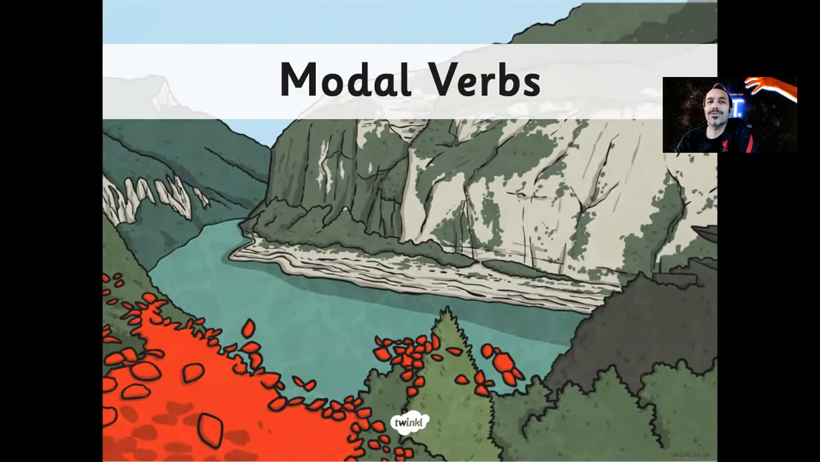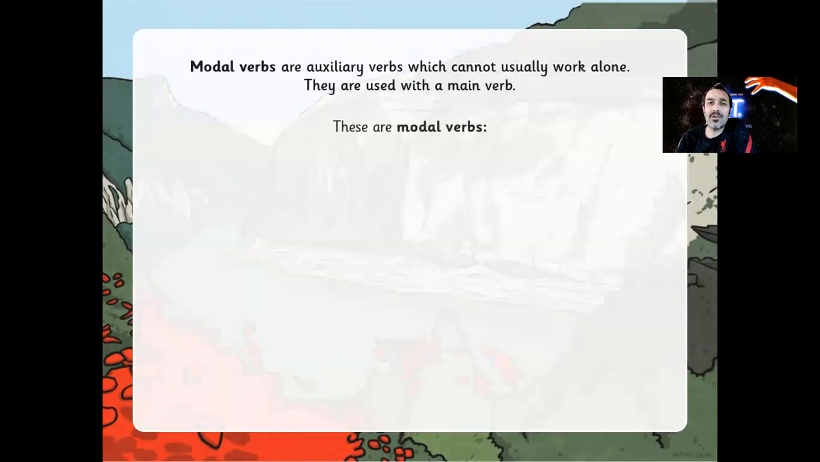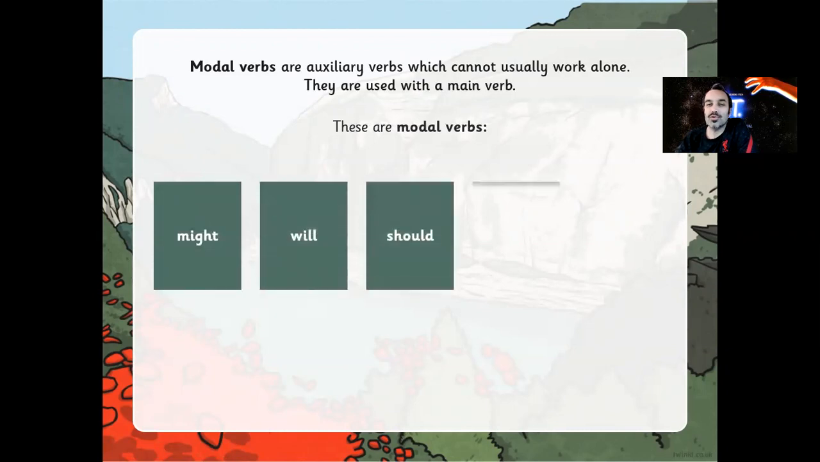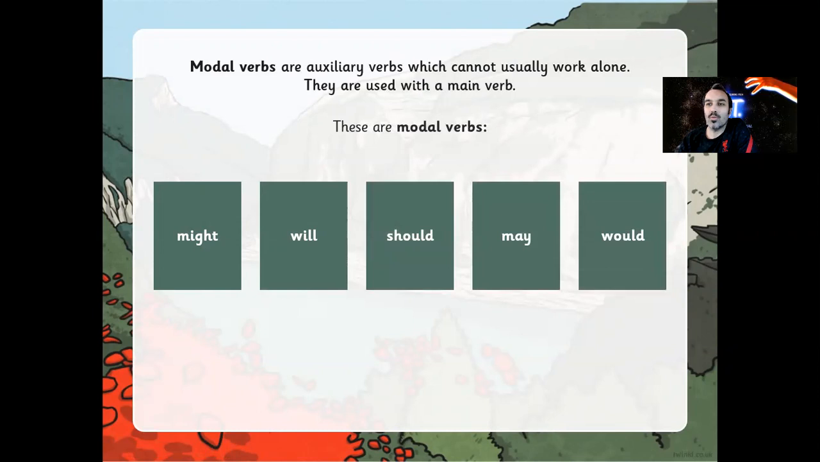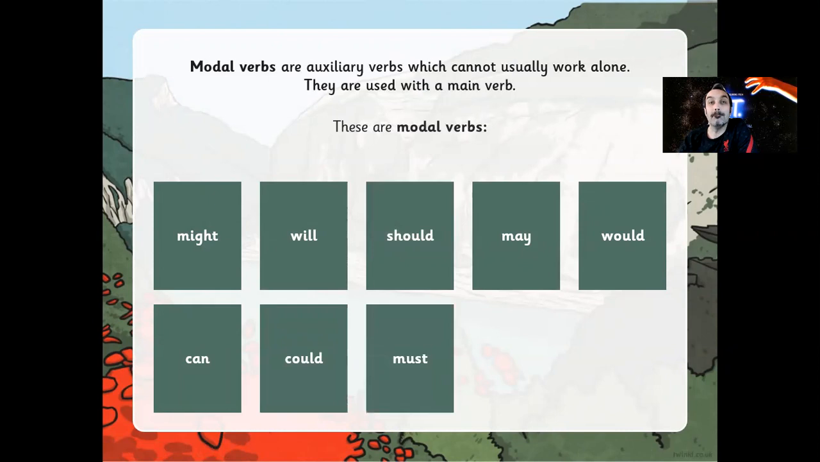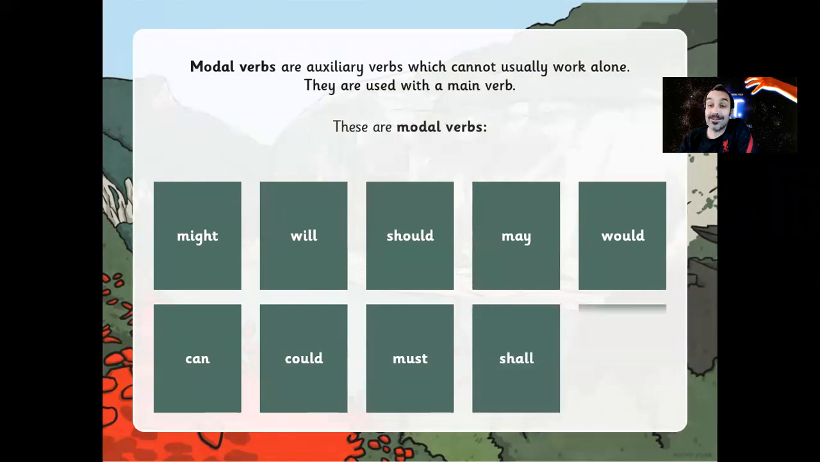Do you know what a modal verb is? Modal verbs are auxiliary verbs which cannot usually work alone. They are used with a main verb. These are modal verbs: might, will, should, may, would, can, could, must, shall, ought to. So can you think of an example sentence where you would use some of those modal verbs?